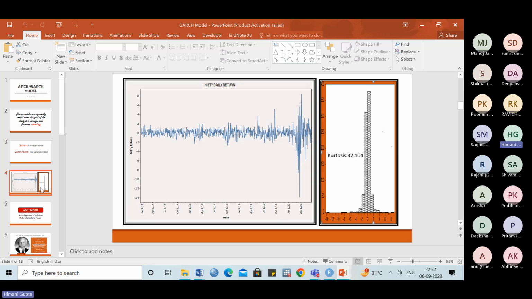Now, before going into the ARCH and GARCH model completely, are you able to see this diagram? Can you observe anything in this diagram?